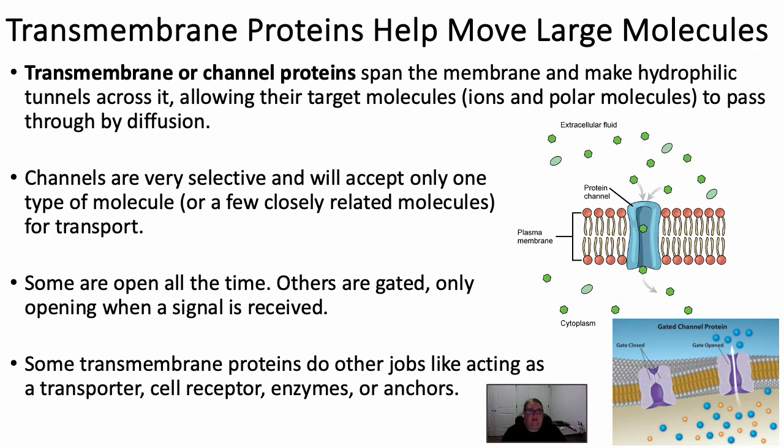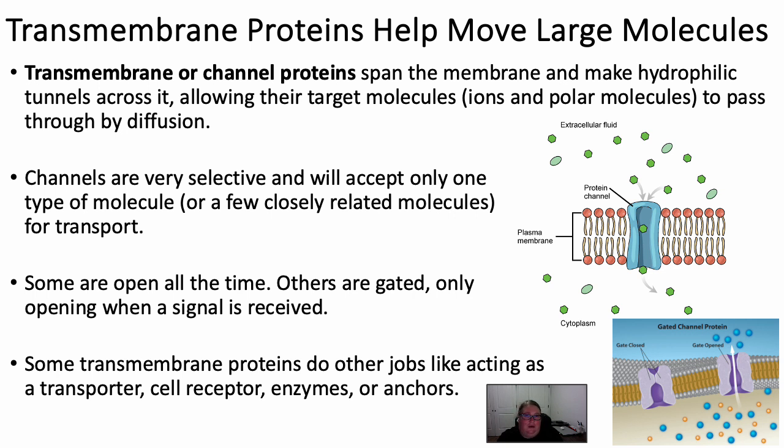Okay, so let's talk about the things that can't directly pass through the membrane. They're going to need a little bit of help, and that help is going to come by way of what we call a transmembrane protein or a channel protein. They're one and the same. These are proteins that cross both layers of our lipid bilayer. It's going to go all the way through from the outside to the inside.